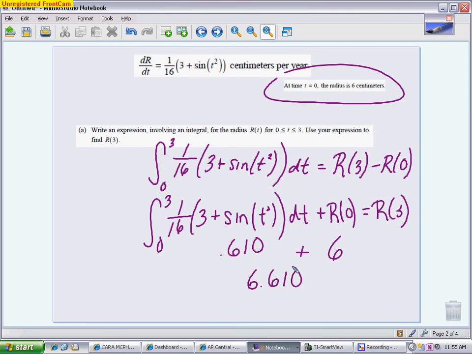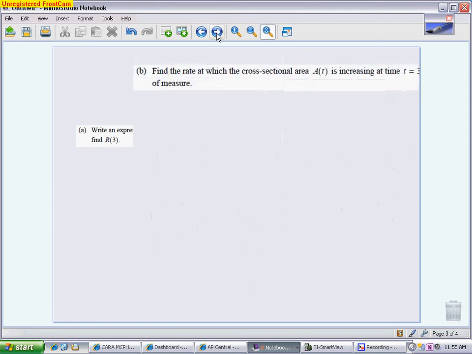So for this, you get 3 points, 1 for setting up the integral, 1 for having a correct expression using the right notation, using that fundamental theorem, and 1 point for actually saying that r of 3 is either 6.610 or 6.611. For part B, also worth 3 points.